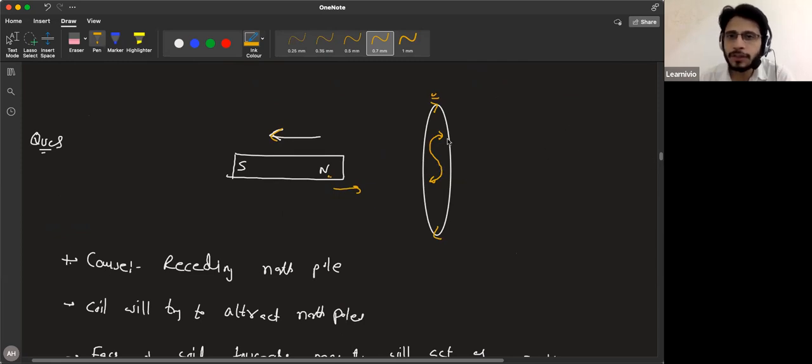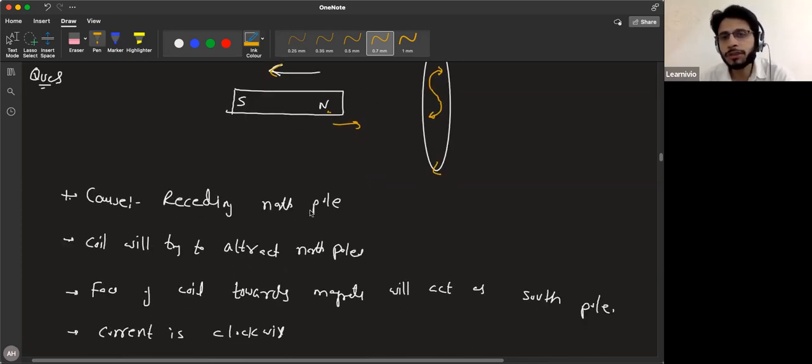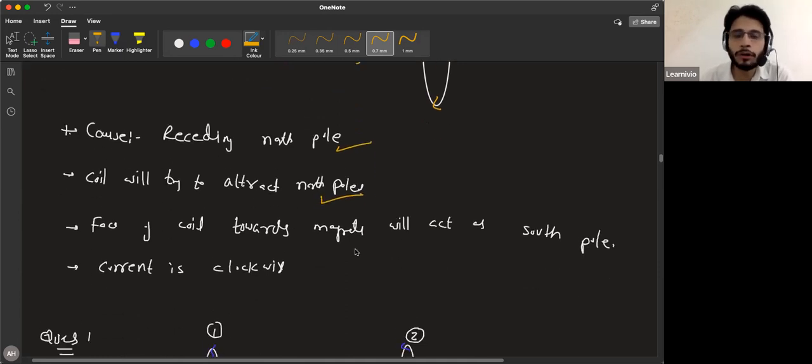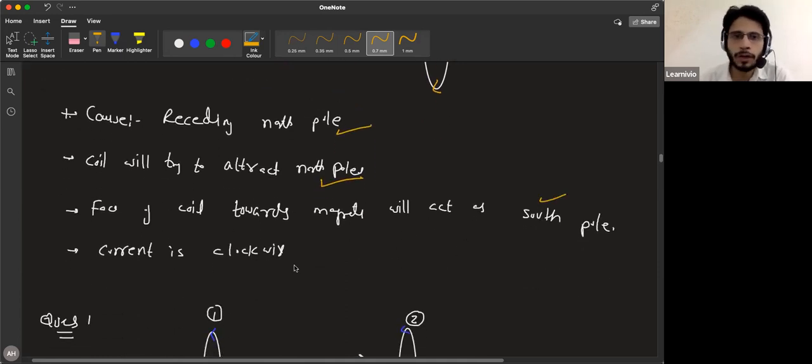So this direction is clockwise for which observer? The observer which is towards the magnet. For this observer, it's clockwise. So in all our questions, we always put the observer towards the magnet. So its cause is the receding north pole. The coil will try to attract the north pole. To attract the north pole, it needs a south pole. So the current is clockwise.